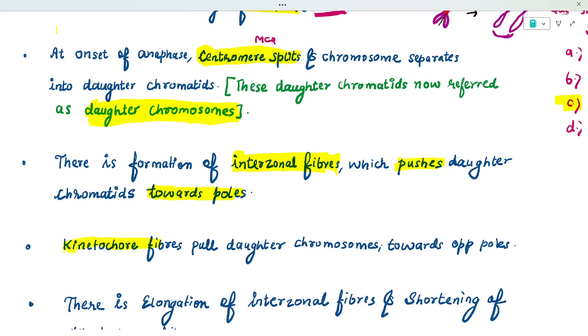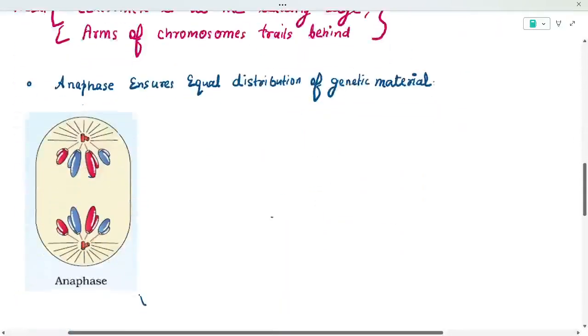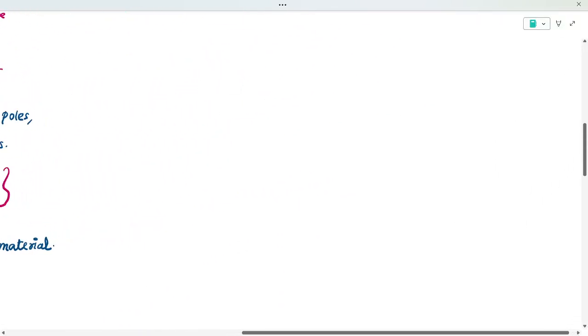The other fibers are the kinetochore fibers. Both work in a different way. How? With respect to the interzonal fibers, elongation occurs, whereas in the case of the kinetochore fibers, shortening occurs. So let's understand all these points diagrammatically to avoid any confusion.